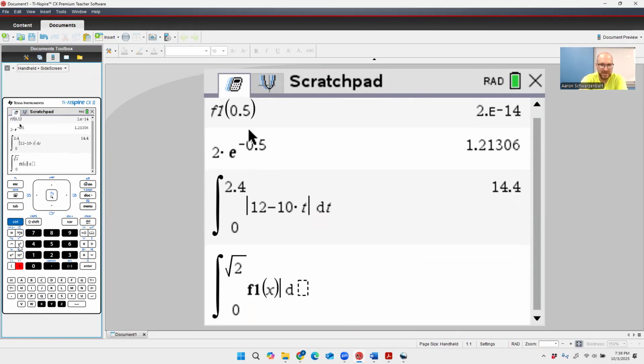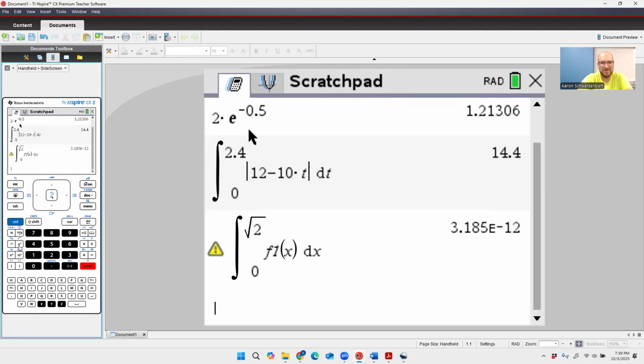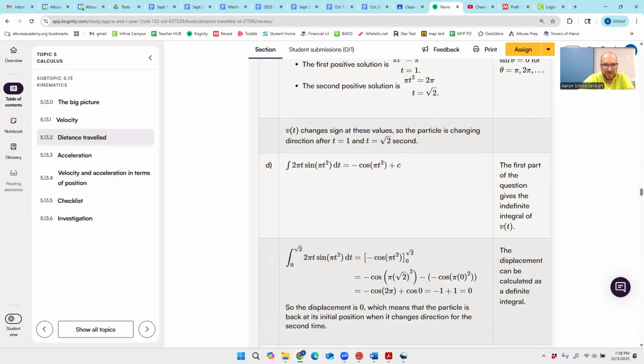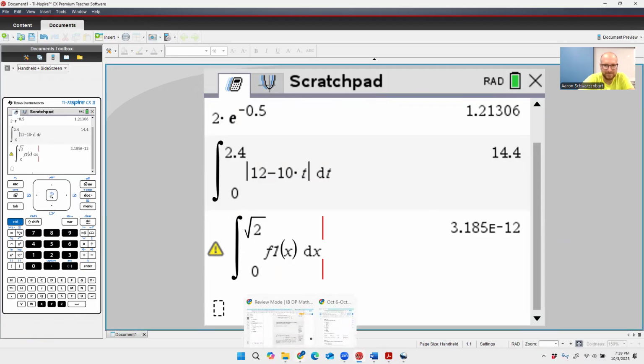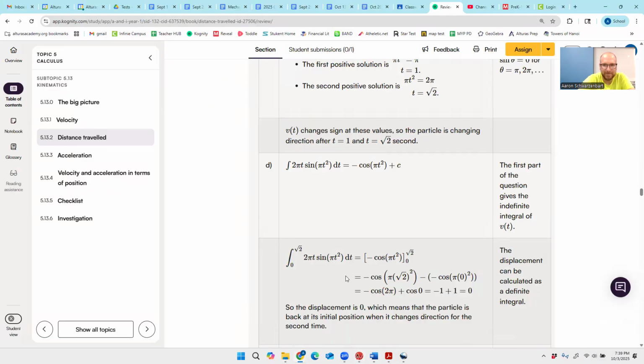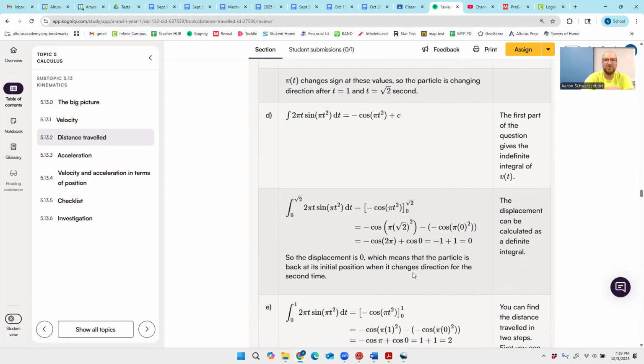F1 x dx, so I don't need to type it. That's effectively 0. Wait, hold on. I am in radian mode. And they get 0. So what we had was so close to 0, I went with the calculator's round-off error.